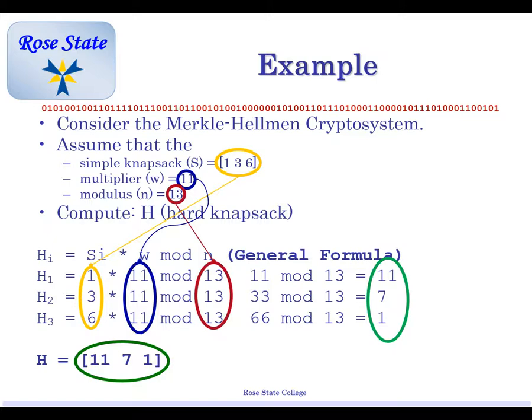Multiplier W, modulus N. Compute the hard knapsack. Remember, it's H_i equals S_i times W mod N. So it's 1, which is our first digit, times 11 mod 13. Then it's 3 times 11 mod 13 and 6 times 11 mod 13. Y'all see where that came from, the yellow. Then we end up getting 11 mod 13 and 33 mod 13 and 66 mod 13.